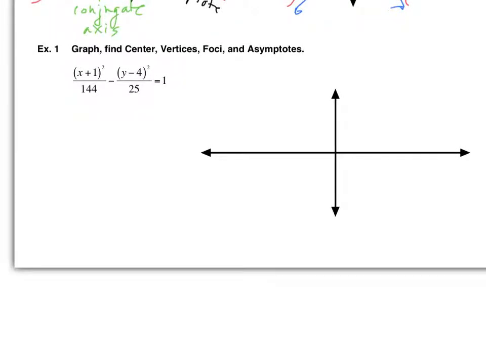So the first thing I want to note in example 1 are a couple things. My x binomial comes first, so what does that tell me? What's horizontal? Yes, so the transverse axis is horizontal because of that squared, the x binomial is coming first. Make it nicer.